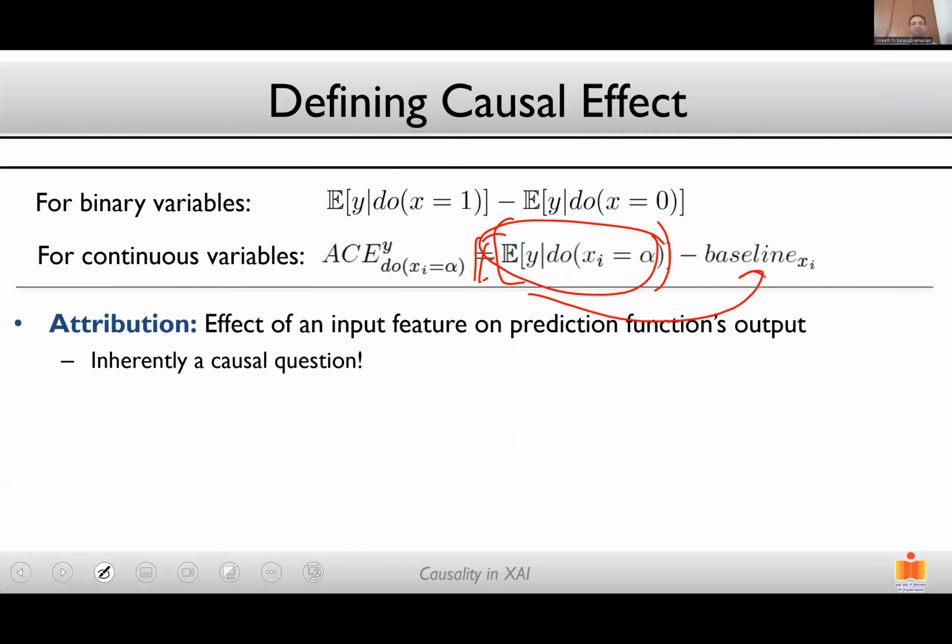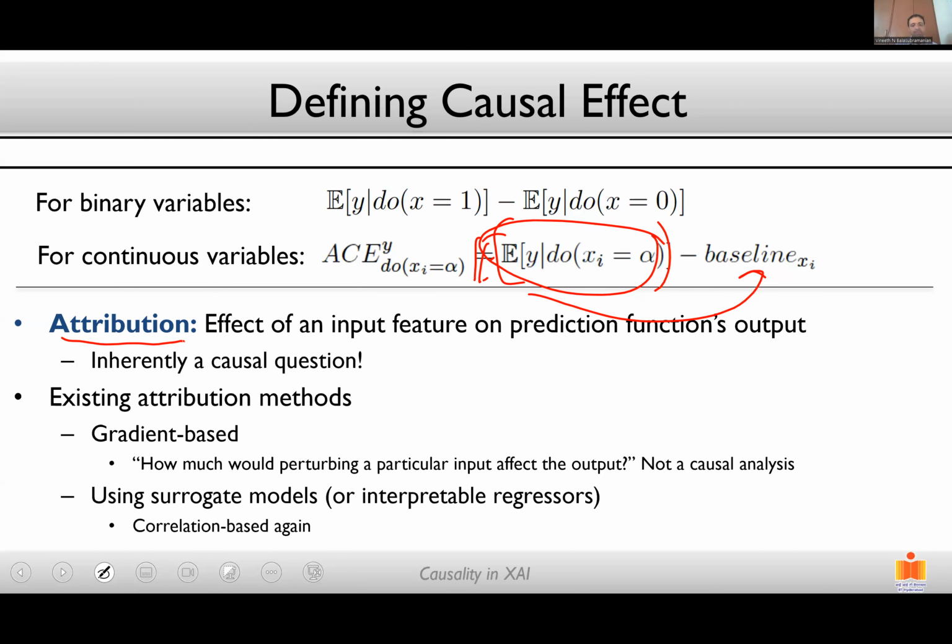So that makes a simple reference value that we have for the causal effect. And by attribution, what we mean in this context is the effect of an input feature on the prediction function's output, right? I hope you agree with me that that relates to explainability. How do you explain that a certain input feature affected the output that you're trying to study in a model? This is inherently a causal question, right? So you want to know which input caused a certain outcome, because only then could you take any actions on changing the outcome if required.